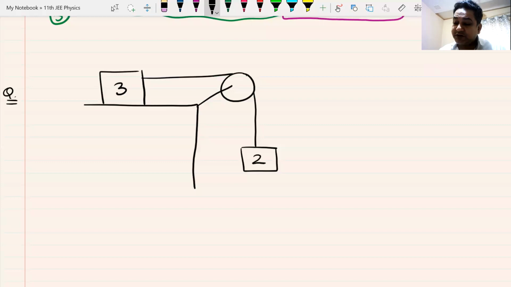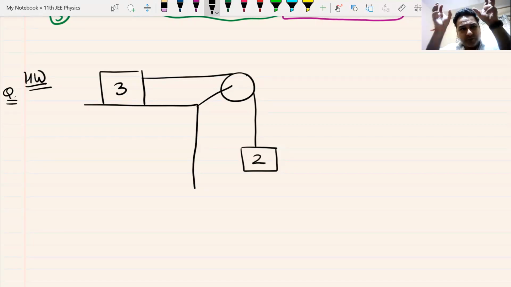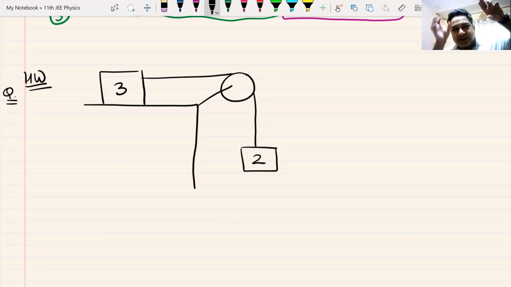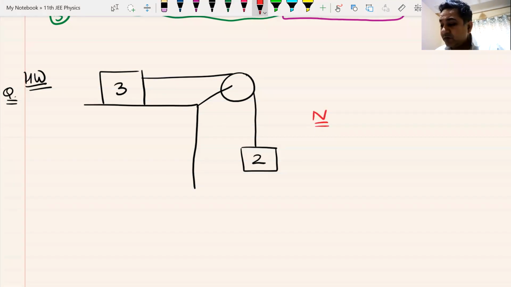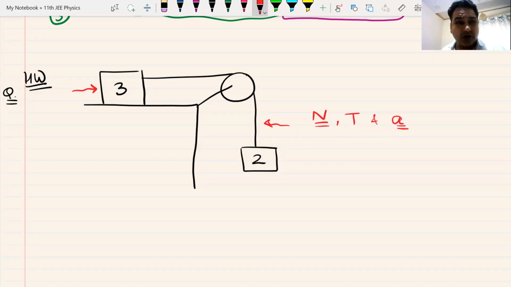This is a homework question for everyone. I have created this small setup, changing something. Instead of both the blocks hanging, one is kept on a surface and the other one is hanging. What are the things I need to know in this? The normal reaction from the ground on this block, the tension in the string, and the acceleration of the block.